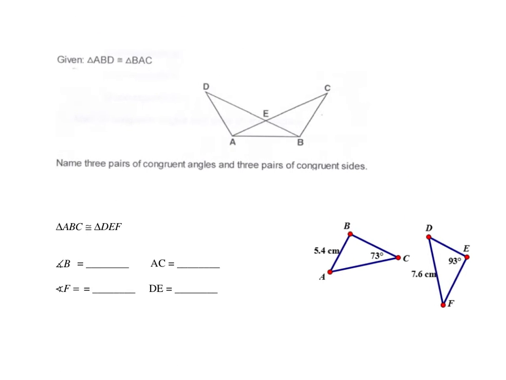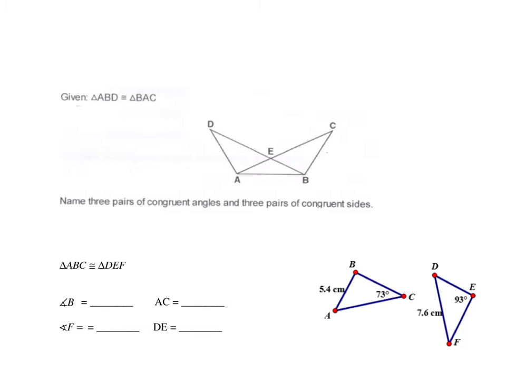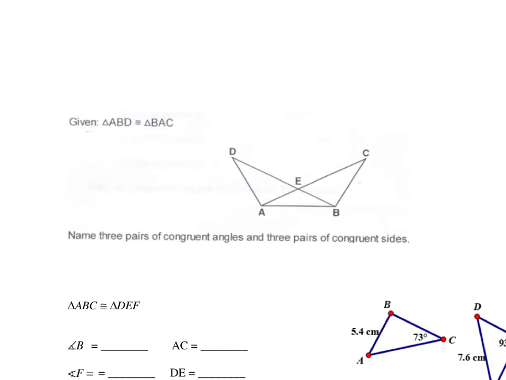Okay, now let's go on to our next example. So now what we're going to do is we're just going to practice again naming our congruent angles and naming our congruent sides. So in this image, I'm given triangle ABD congruent to triangle BAC. So if you want, you can emphasize which triangle is which. I can do that as well. So you can say triangle ABD is my red triangle. And then I can say triangle BAC is my blue triangle.